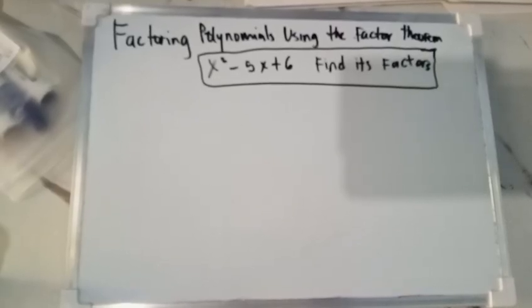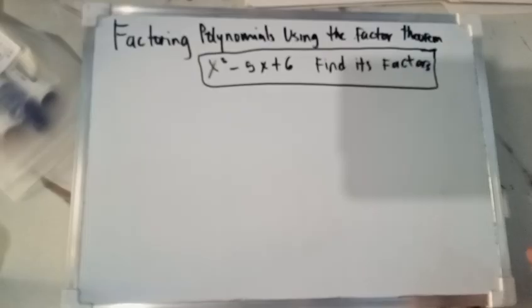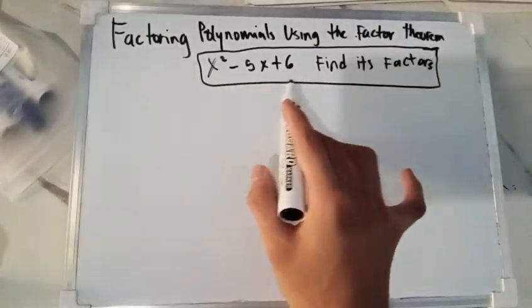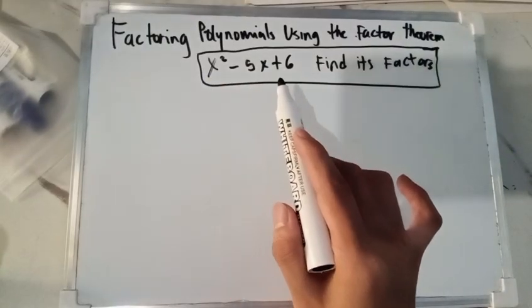So we will discuss a topic that is really important in the world of math. That is the factor theorem. Now, if you have a problem here, x squared minus 5x plus 6, find its factors. When we say factors, it's the value or values that, when combined, will equate to the polynomial.